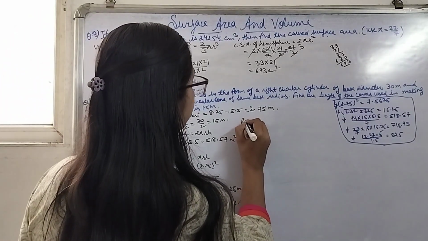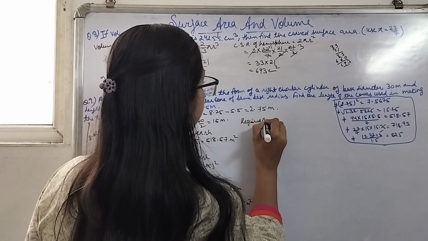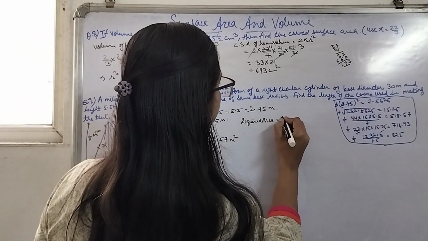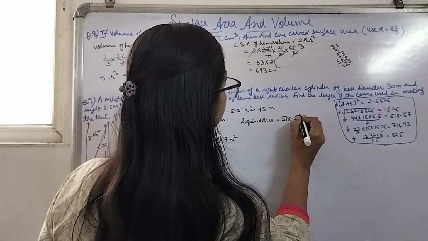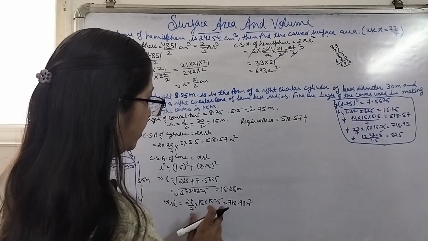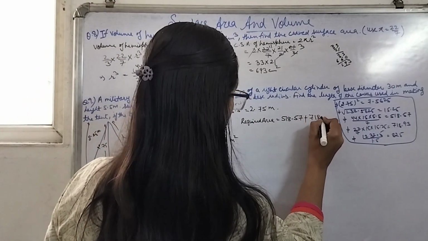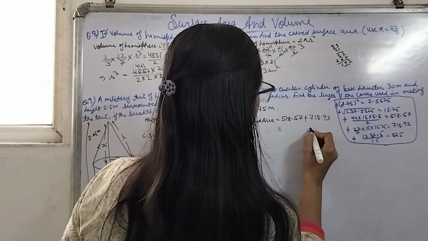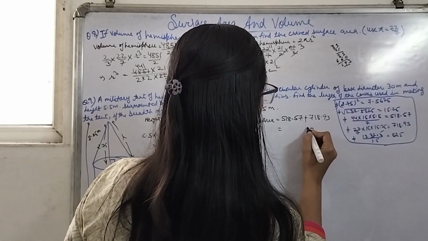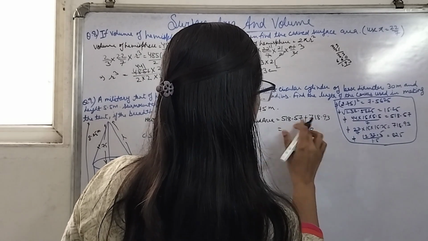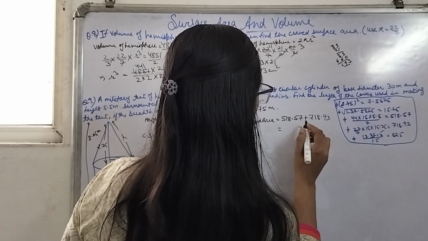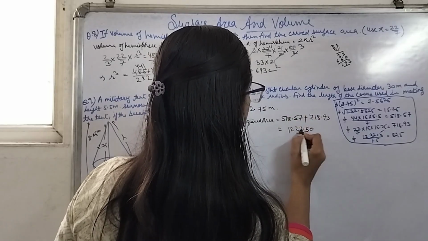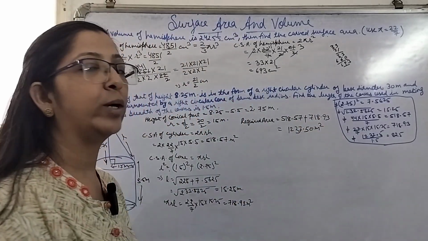So the required area is the curved surface area of the cylinder, that is 518.57, plus 718.93. 7 and 3 is 10, 0 carry over 1; 1 and 5 is 6... adding all the digits carefully, we get 1237.50. This much meter square is the required area.